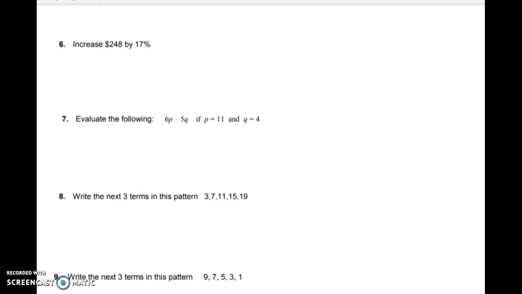So the first question is a straightforward increase by a percentage one. We have to increase this amount by 17%. So we know that to increase by a percentage, we need to have 100% plus 17. And that gives me 117%. And we turn that into a decimal, which is 1.17.